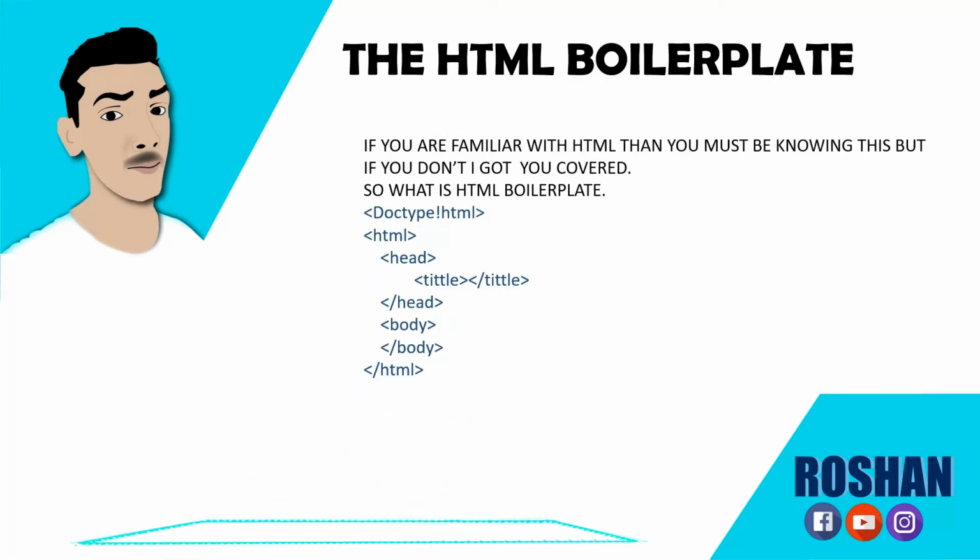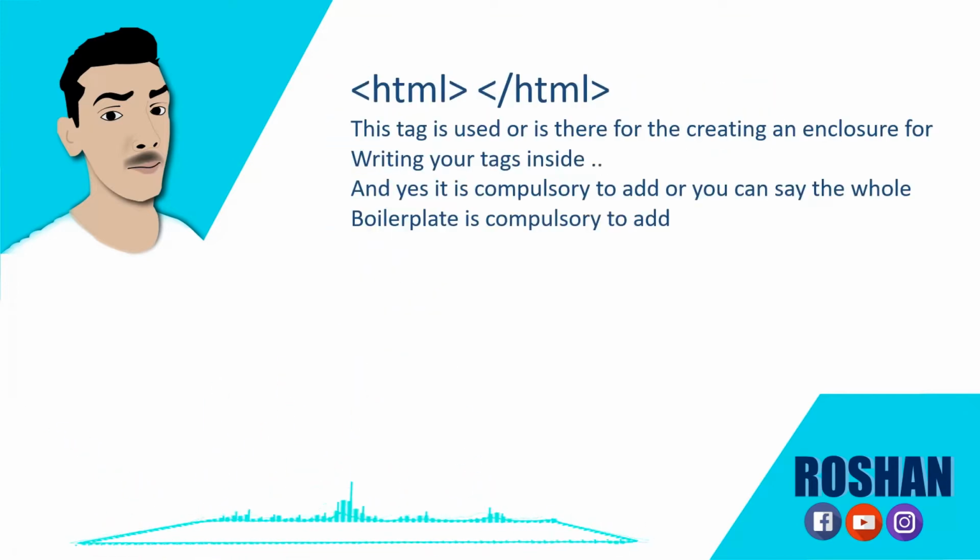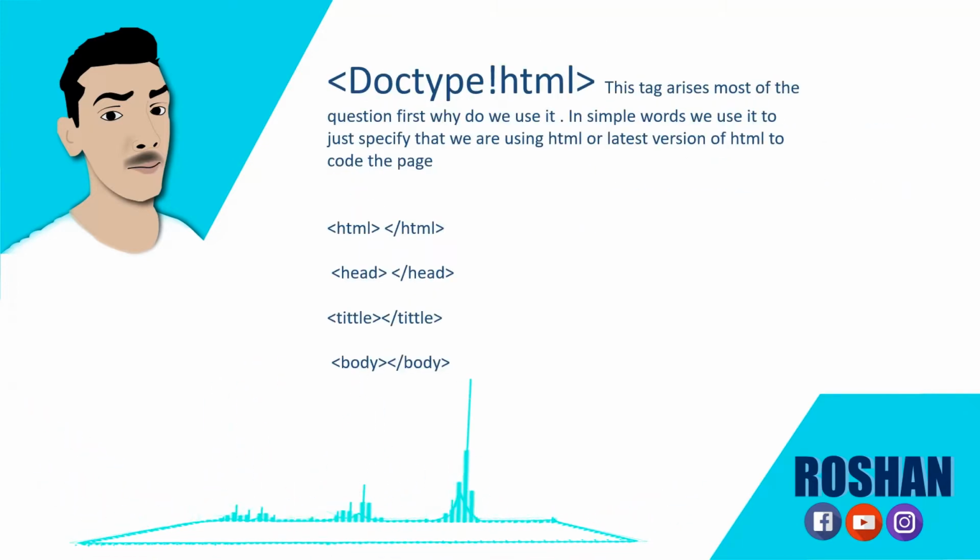The HTML boilerplate. If you are familiar with HTML, then you must know this, but if you don't, I got you covered. So what is the HTML boilerplate? You can see the image over here. I will explain in the next slide. First, as you can see, the first tag is doctype HTML. So what is doctype HTML? This tag raises the most questions. First, why do we use it? In simple words, we use it to specify that we are using HTML, or the latest version of HTML, to code the page.